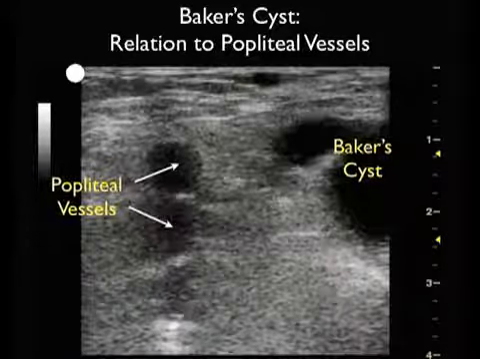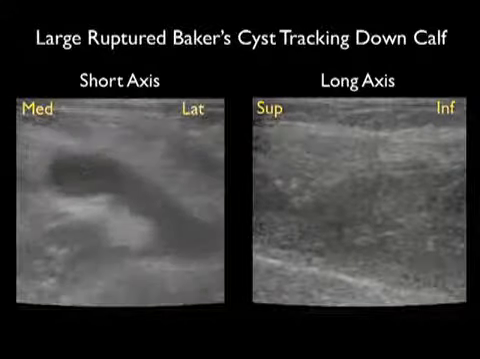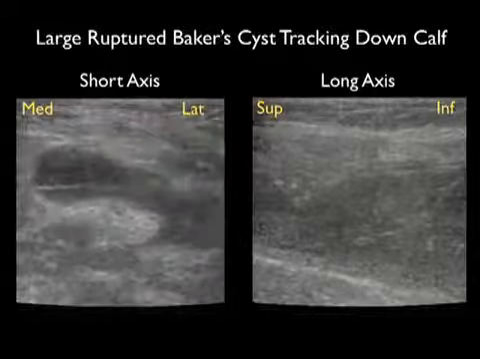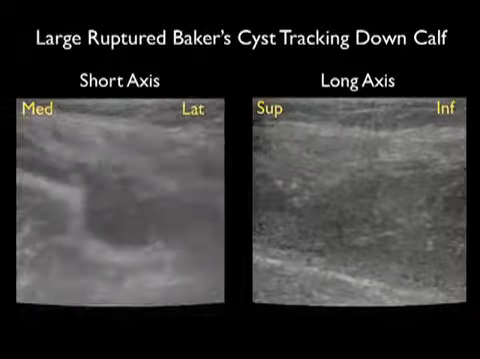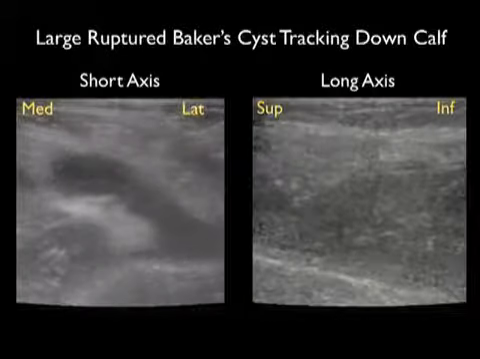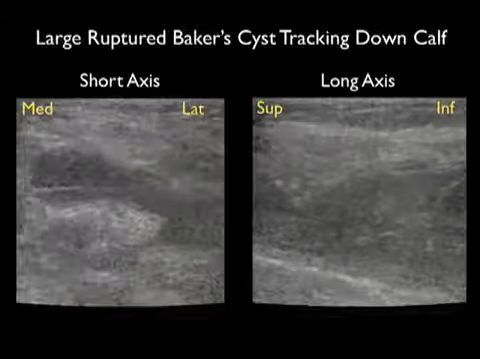In this video clip, we see a large ruptured Baker's cyst tracking down the calf and closely approximating a DVT on clinical examination. We see a short axis view to the left, and I'm going to start with the probe high within the popliteal fossa right here. I'm going to move the probe down the calf, and we can see that the fluid collection spreads all the way down the calf.